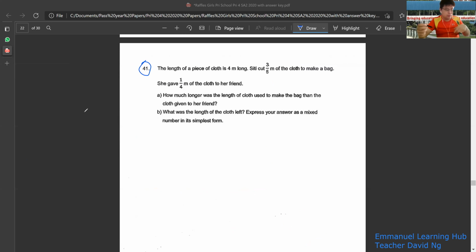Okay, 41. The length of a piece of cloth is 4 meters long. Siti cut out 3/5 meters of the cloth to make a bag. She gave 1/4 meter of the cloth to her friend. How much longer was the length of cloth used to make the bag than the cloth given to her friend? So the fraction that's indicated here is quantity or fraction.